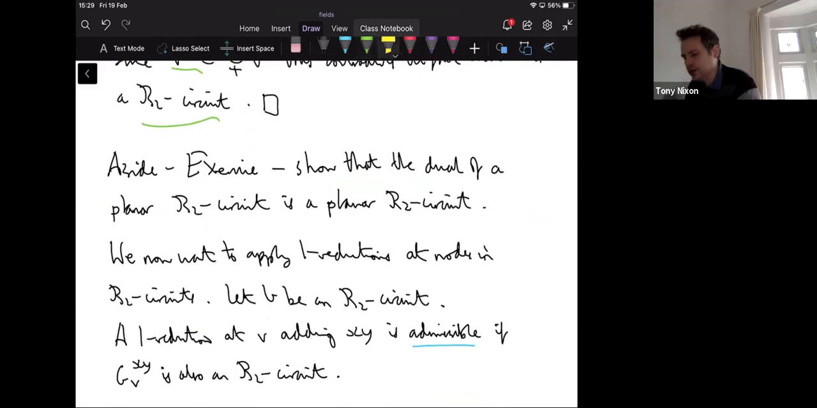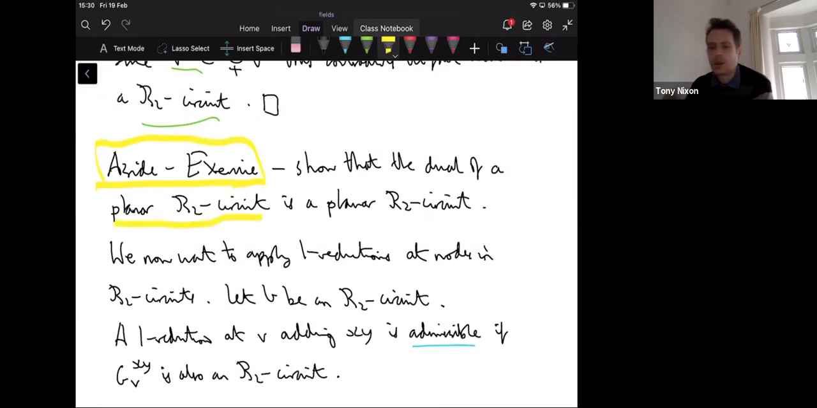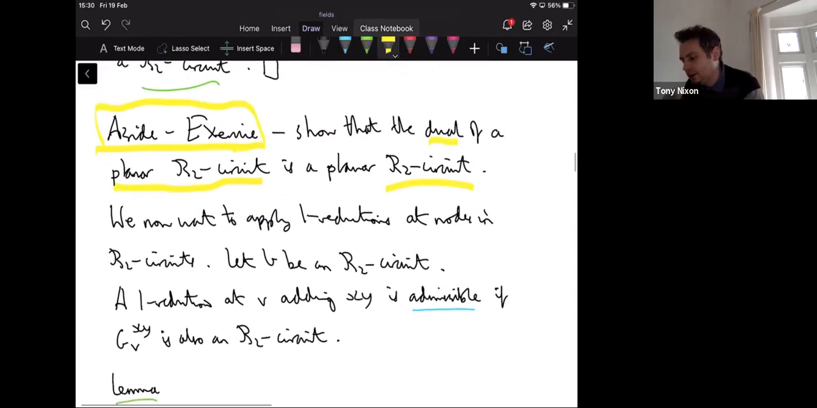Okay, so here, this is really completely an aside. It's not relevant to the proof I'm going through, but if you want an exercise to do, it's a nice little thing to do. If you draw a planar circuit and you take a plane drawing of that circuit and you take the planar dual, then you should get another plane circuit. So that's an exercise to verify if you like.